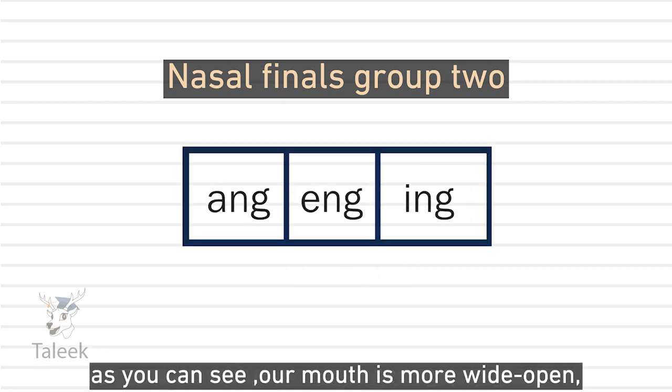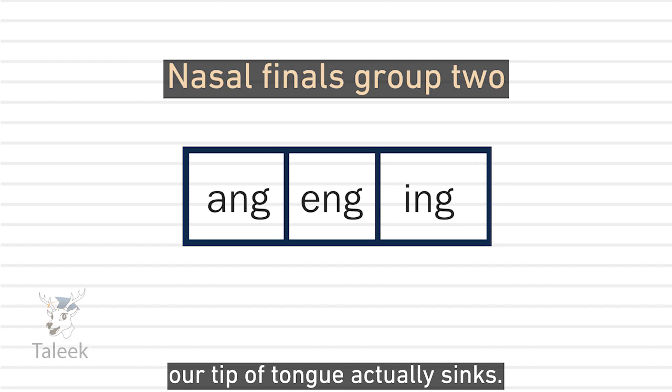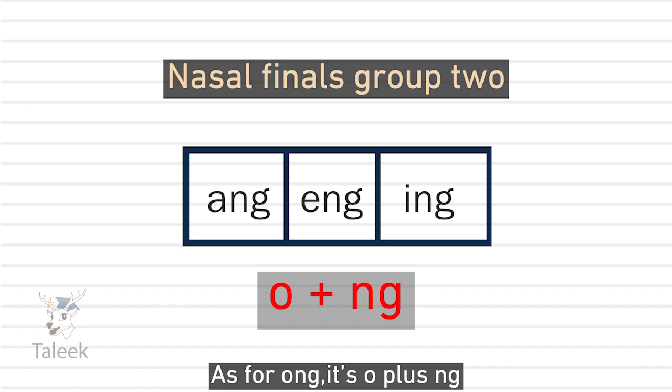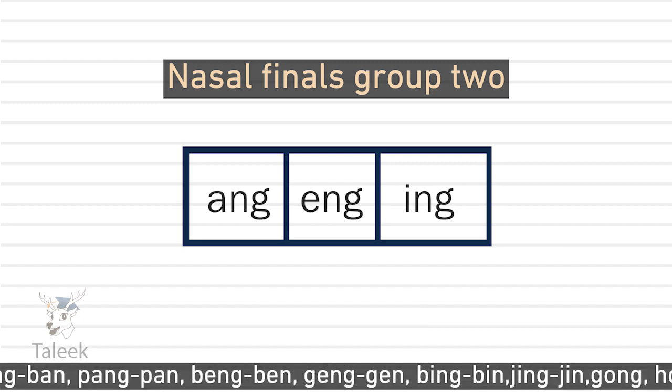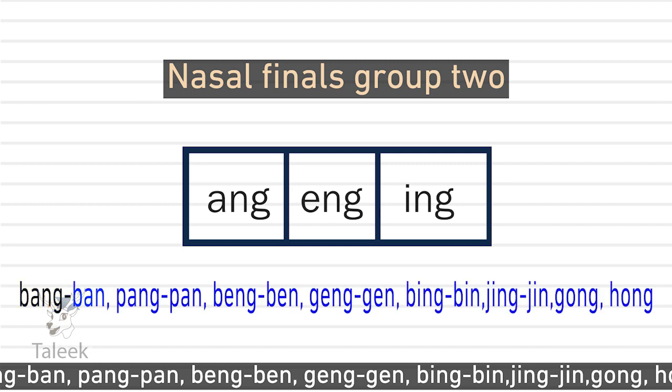But for yang, as you can see, our mouth is more wide open. Our tip of tongue actually sinks. So let's compare them by adding initials. You will find out. Bang, ban, pang, pan, beng, ben, geng, gen, bing, bin, jing, jin, gong, hong.